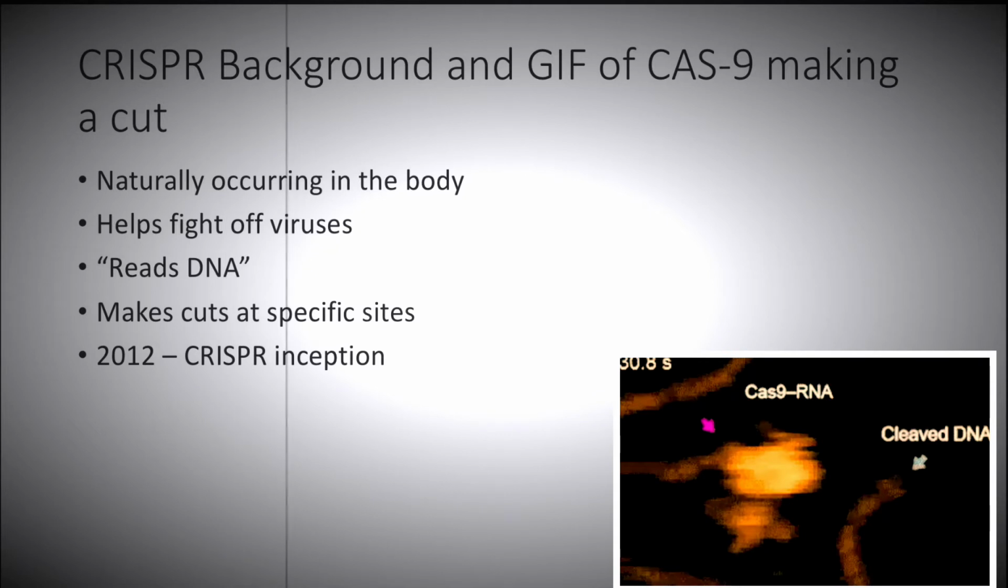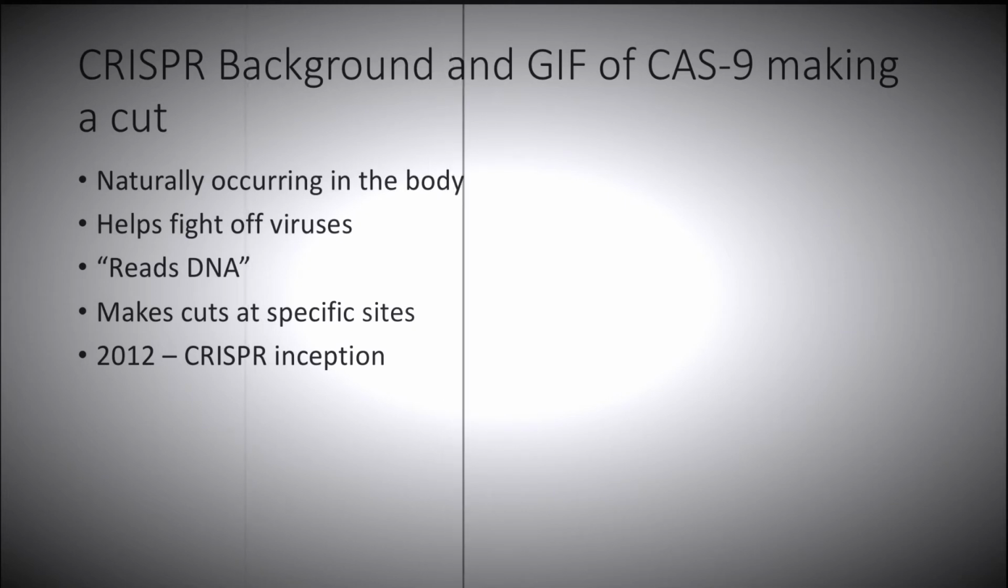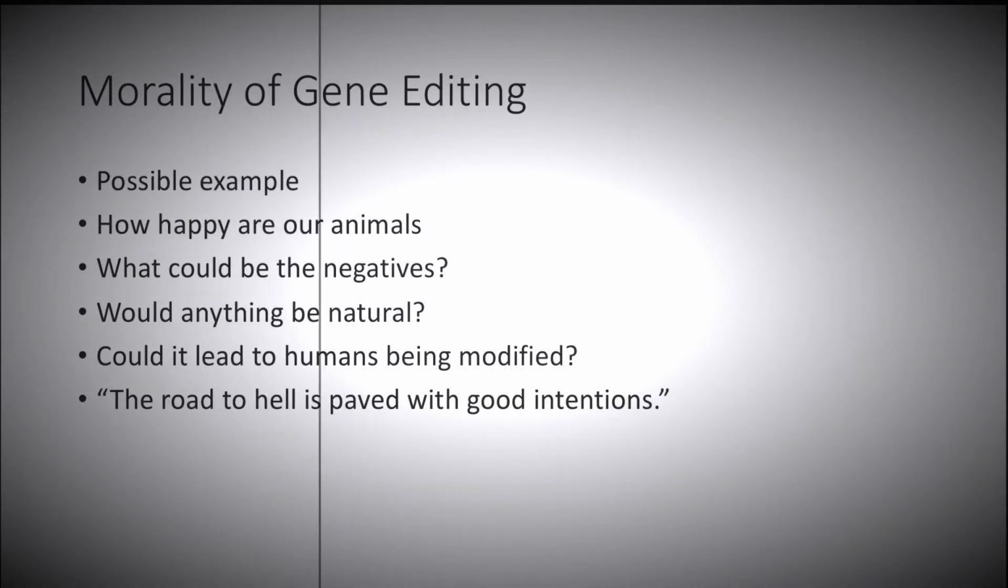But that's not it. In 2012, a group of scientists from America and France discovered a use of CRISPR in gene editing. It involves reprogramming the Cas9 protein to cut out specific sequences. So here enters our dilemma. In this next section, I'm going to talk about the morality of gene editing.